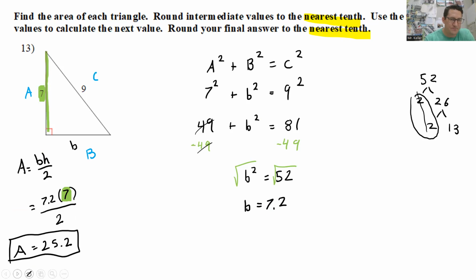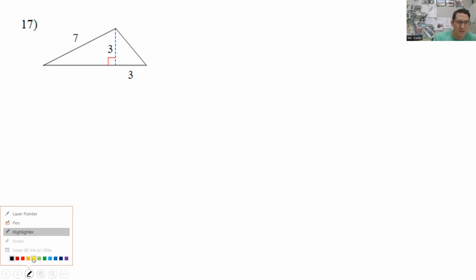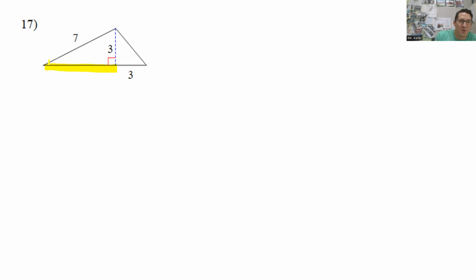One more example. This one is a little bit trickier. So we have the height of this triangle. We are missing part of the base. We have almost all the base, but we don't. We are missing just this part of the base. All right, so we need to find that. But if you look, we have a right triangle that we can use to find that base.